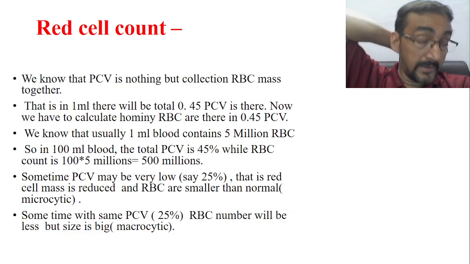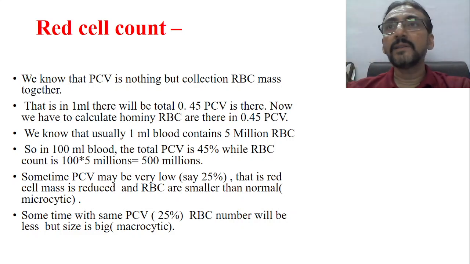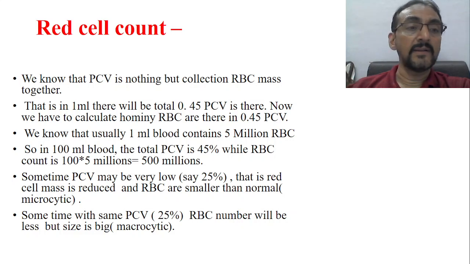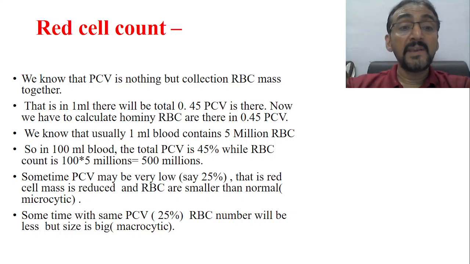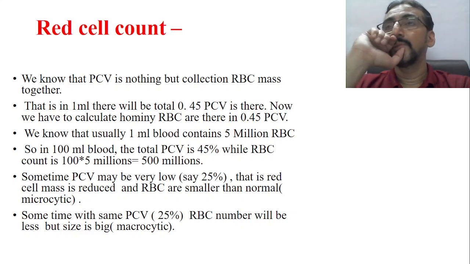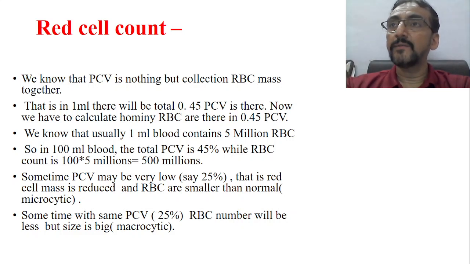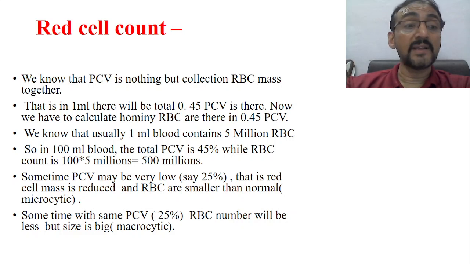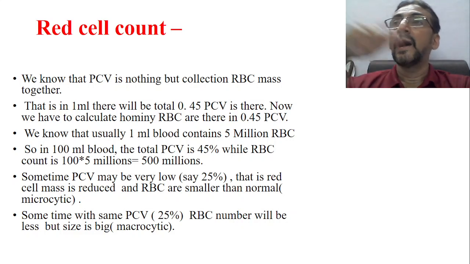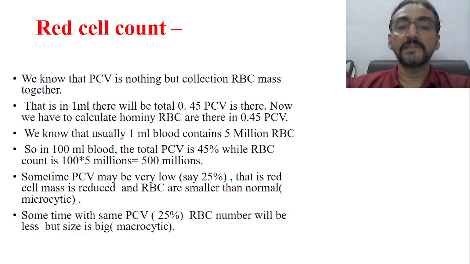Okay, now, but यहाँ तक तो ठीक है. But now there is a small twist here. What is that? Sometimes PCV may be very low. Okay, PCV packed cell volume है, कितना होना चाहिए? 45% होना चाहिए. Sometimes it may be very low. For example, 25% है. PCV जो है उस आदमी का 25% है. That is, red cell mass is reduced, and RBCs are smaller than the normal. Now this is the problem. I will say PCV is 25%. So according to definition, PCV is reduced.